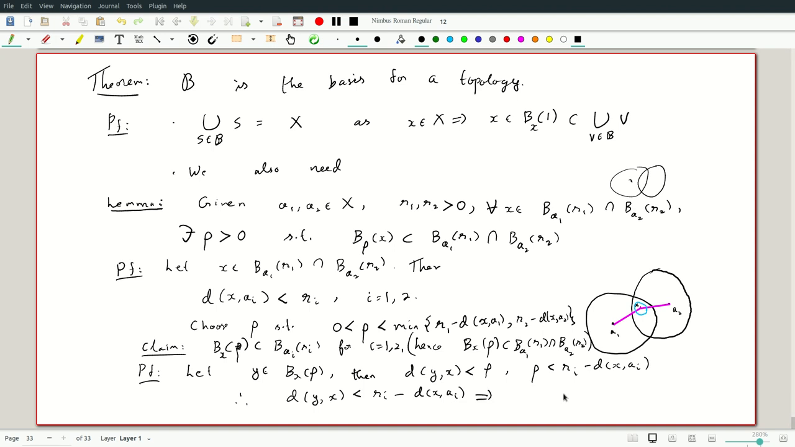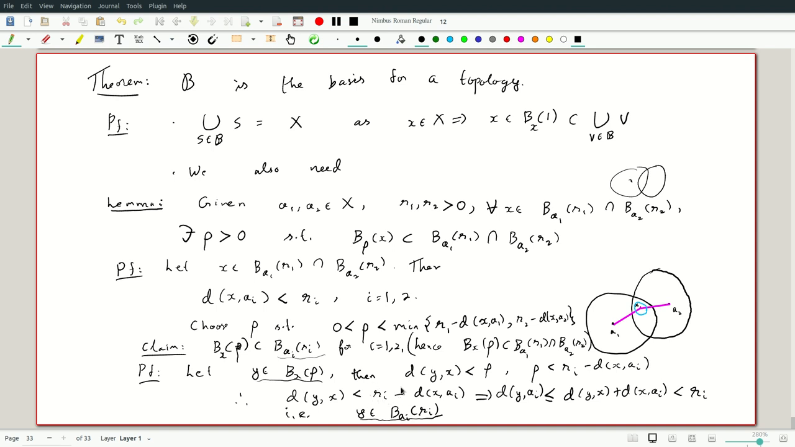So this implies, if I look at the distance between y and x plus the distance between x and Ai, well, this is less than Ri. But by the triangle inequality, this bounds the distance between y and Ai. So y belongs to the ball around Ai of radius Ri. So we picked an arbitrary point and we found that it's contained in this. It follows that this set is contained in the set B(Ai, Ri), and it's contained in both of these for i equals 1 and 2. So it's contained in the intersection.